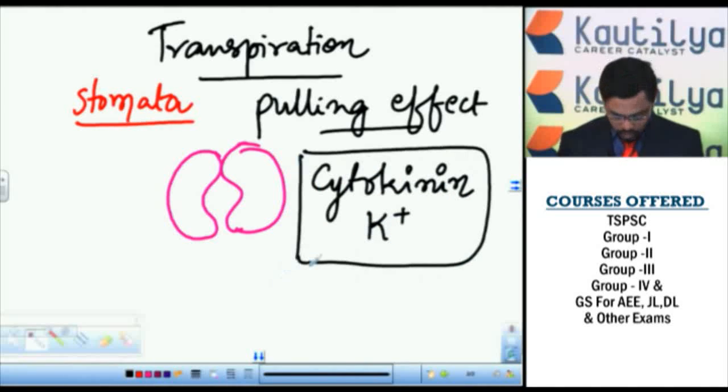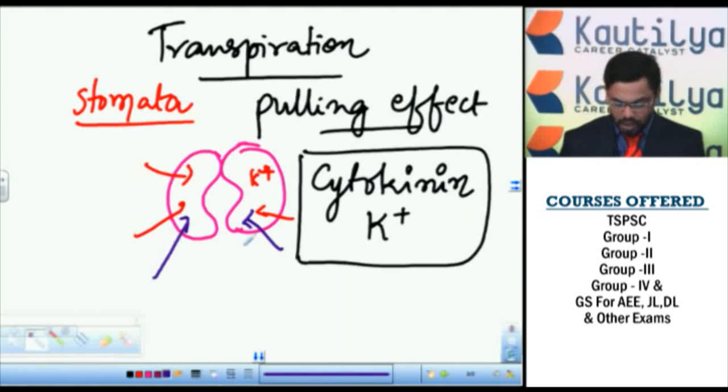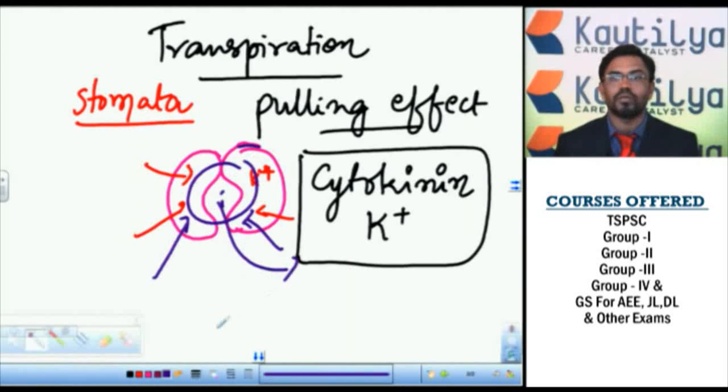Here, when the stomata absorb the potassium ions, the potassium concentration increases inside the guard cells. Thereby the water potential decreases inside the guard cells. So the water enters into the guard cells, thereby the guard cells become turgid. When the guard cells become turgid, as they are bean-shaped structures, they open the stomata. So from this opening, the water will be lost in the form of vapor. This excess loss of water in the form of water vapor is called transpiration.